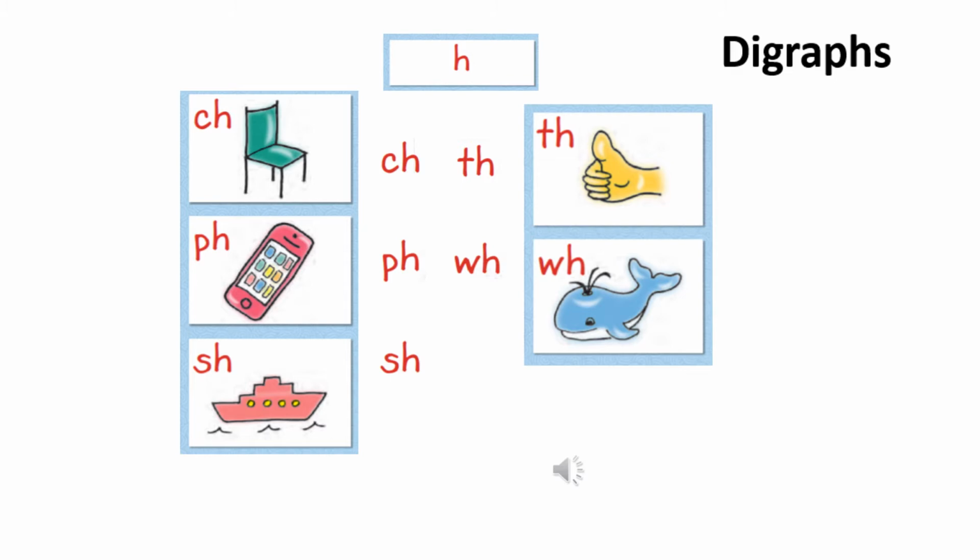And under that is a picture of a whale. WH, whale. It's a little bit different than the sound of a W all by itself. For example, you can see a wet whale. Wet starts with a W, wet, but whale starts with a WH, whale.